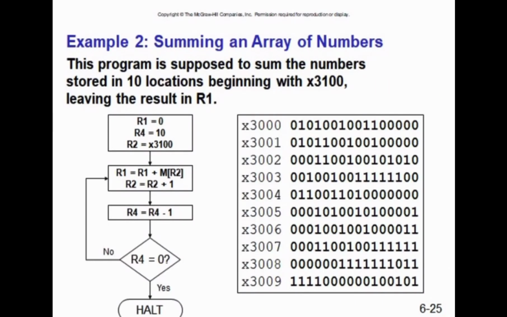And in slide 25, it shows example 2, which is summing an array of numbers. This program is supposed to sum the numbers stored in 10 locations, beginning with x3100, leaving the result in R1. Next slides, I will continue with my next member, Izo.